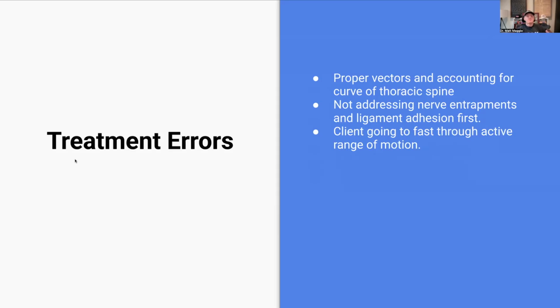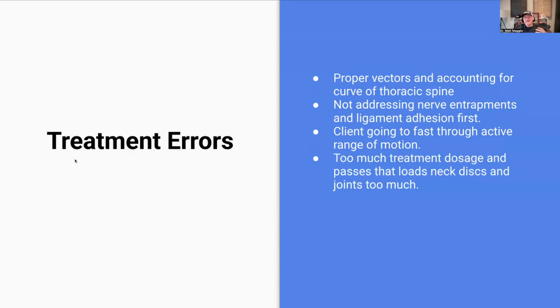Next is having the client go too fast through the active range of motion. So we really want them to be slow and deliberate. I spend a lot of time coaching the client how they move and how they want to go, because this area is going to be pretty tender. It's going to be sore to the touch, and the client's going to want to get through it fast. But we want to have optimal time under tension to break down as much adhesion as possible in every single pass.